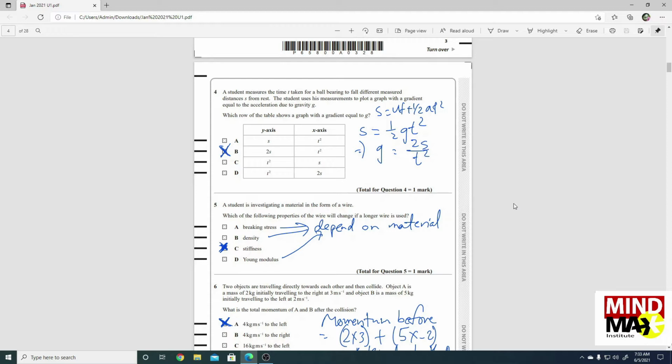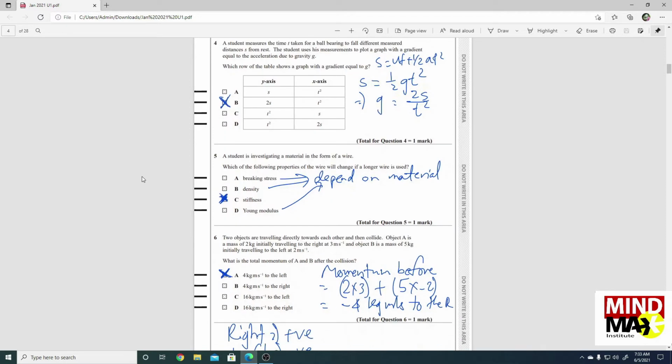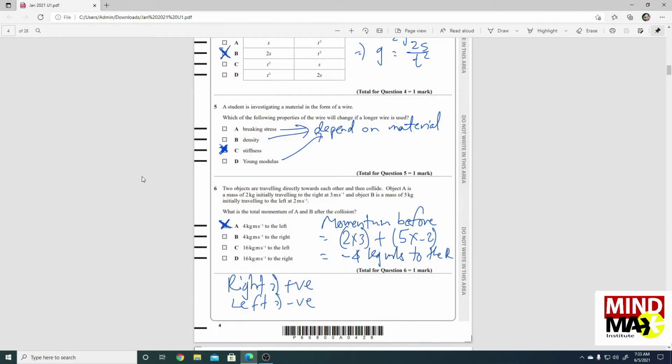So if I plot a graph of 2s against t squared, 2s on the y-axis and t squared on the x-axis, I'm going to get the gradient, and that gradient is going to give me the value of g. So that is why this is the answer. A student is investigating a material in the form of a wire. Which of the following properties will change if a longer wire is used?